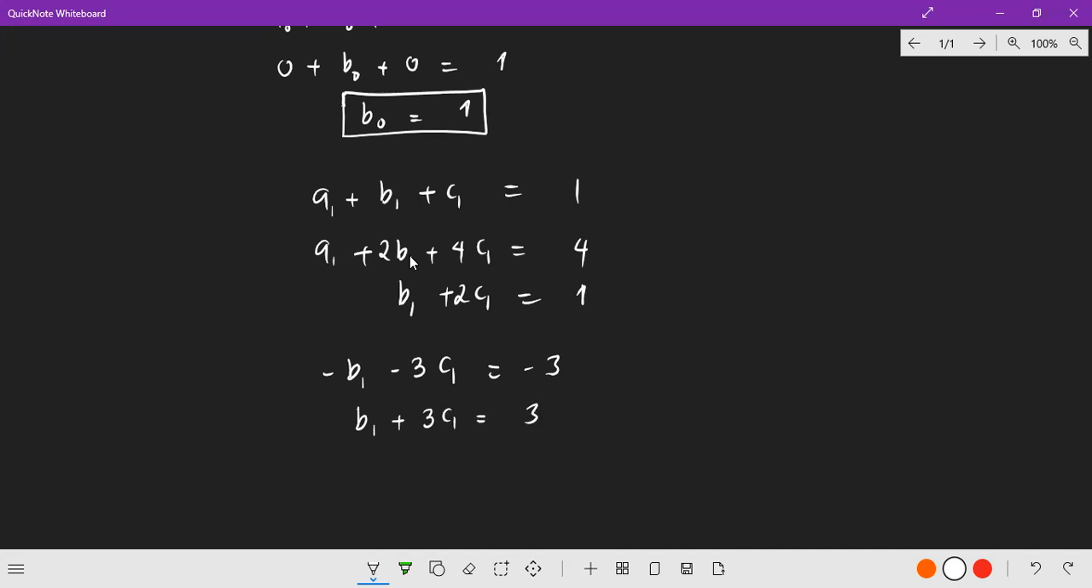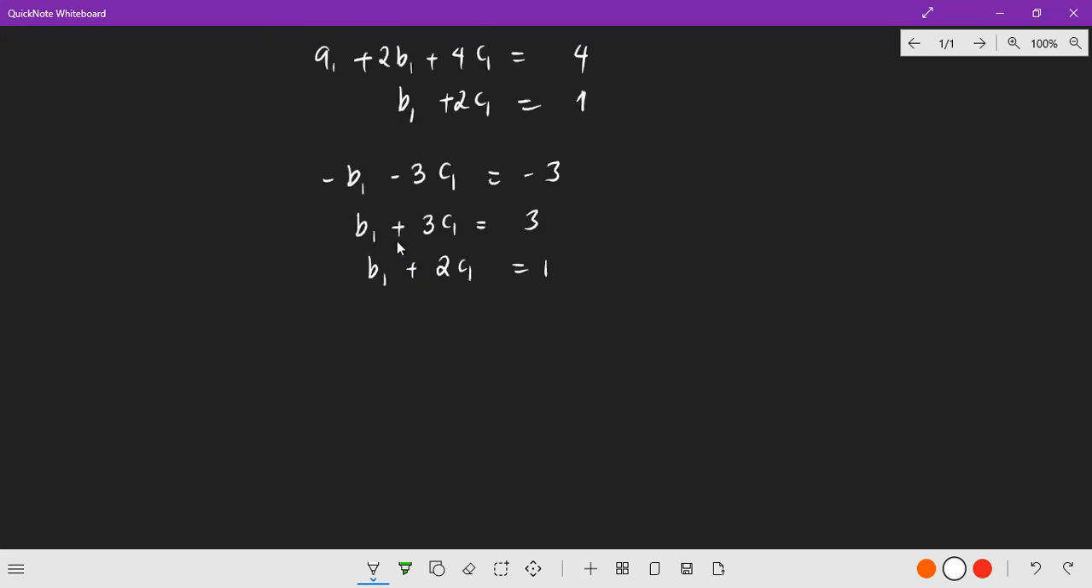And then I'll solve this with the third equation. The third equation is B1 plus 2C1 equal to 1. So I can apply elimination here, just subtracting these two equations. B1 minus B1 just equal to 0. 3C1 minus 2C1 just be C1. 3 minus 1, we have 2, right? So our C1 is equal to 2. Okay, so that is our C1.